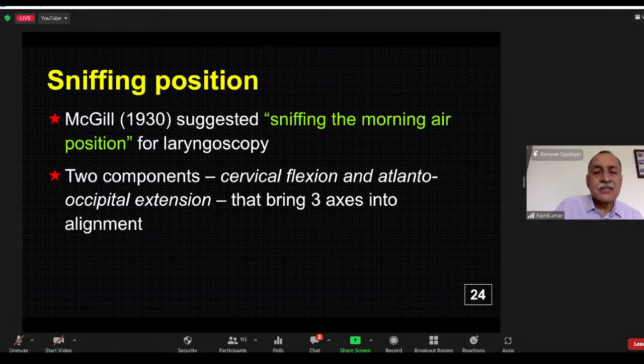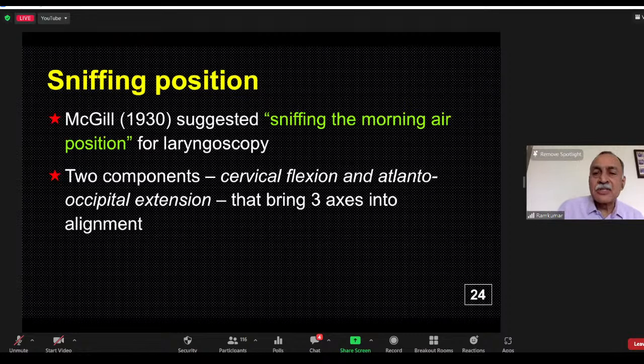Well, let's go to some of the other things that we need to look at during airway examination. Now, it's almost 100 years ago that Professor Magill suggested that the sniffing the morning air position for laryngoscopy was ideal. There are various protagonists and antagonists to this view. However, by and large, even now, most of us teach postgraduates that sniffing the morning air position is the ideal position for laryngoscopy. Well, now, what does this position do?